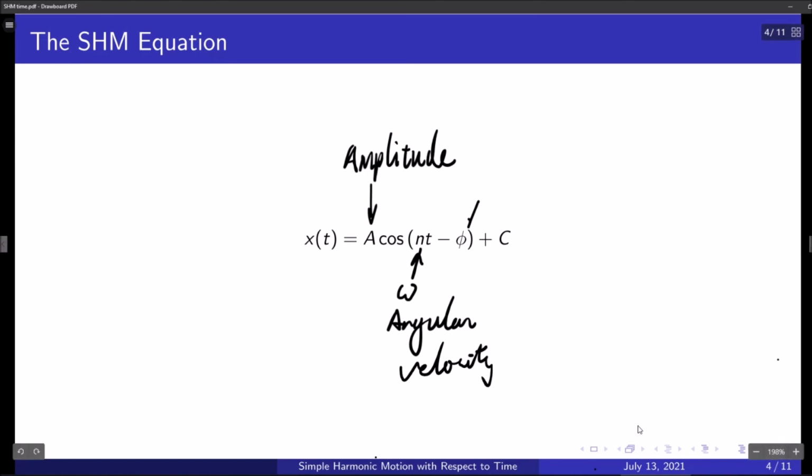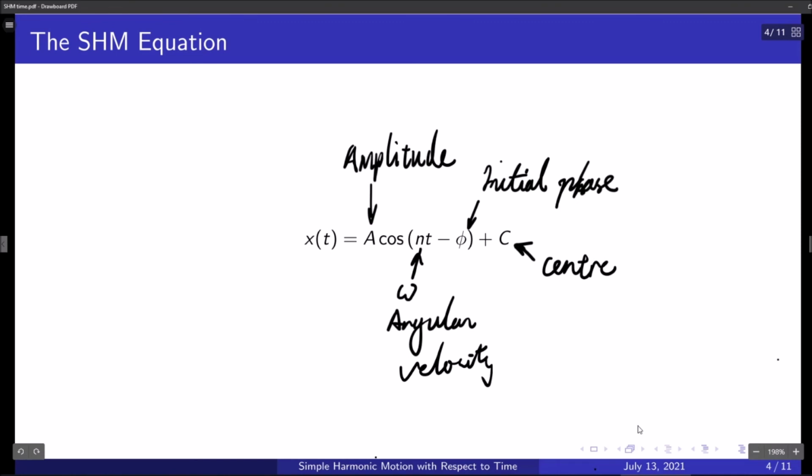And then phi here is, of course, the initial phase, because this is what this function takes on when t equals 0. So when t equals 0, all that is left inside the parentheses is phi. So phi is the initial phase, that determines the initial value of x. And of course, C is where the neutral position is, where the center is.